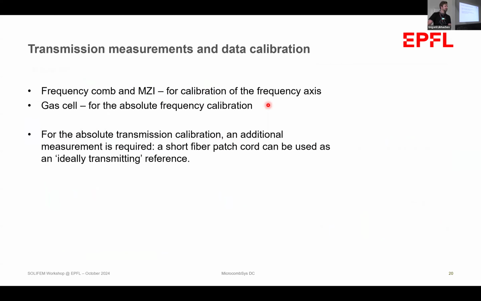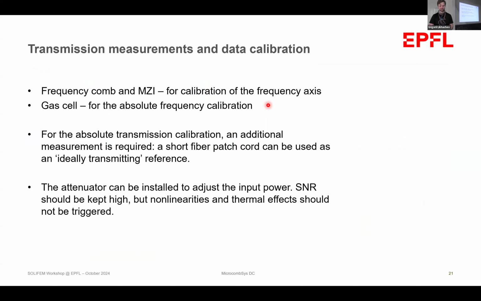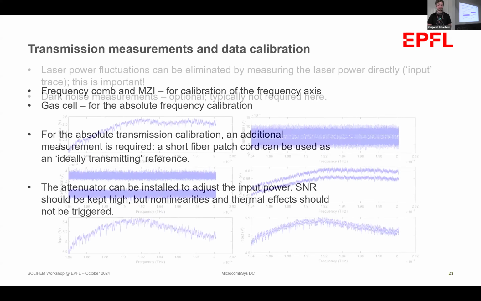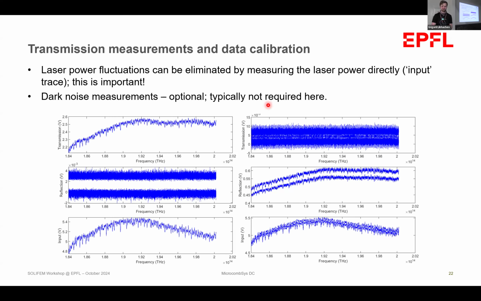And obviously, for the absolute transmission calibration, we need some ideal reference, because every time we measure something on the chip, we need to compare it to something. The easiest way to think of it is that a piece of optical fiber can be a sample that has absolutely nice transmission. So we can calibrate. And as I mentioned, we need to keep low power. So that's very simple. We just put an attenuator here, and we control the power to maintain a good signal to noise ratio and the power.